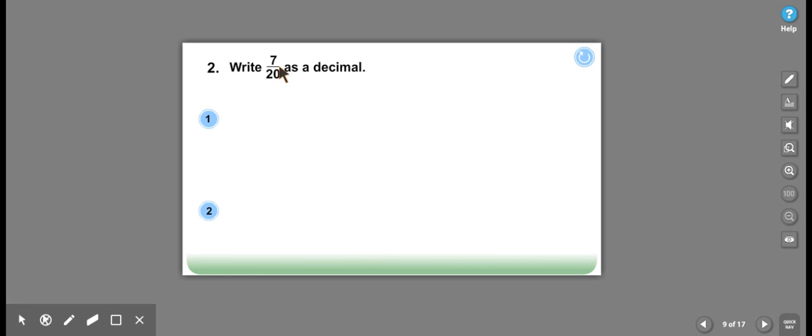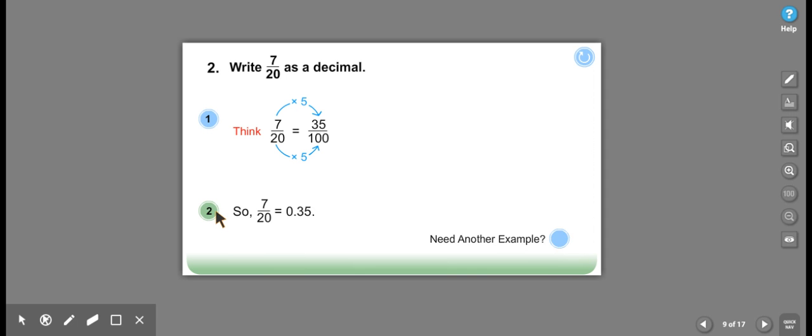Example 2, write 7 over 20 as a decimal. Again, I said earlier that any denominator that's a power of 10 can be easily converted using place value. Here, we can easily create 7 over 20 as a fraction with a denominator of 100 using what we know about equivalent fractions. So 7 over 20 we know is 35 over 100, and that's read as 35 hundredths. So 7 over 20 is equivalent to 0.35 or 35 hundredths.